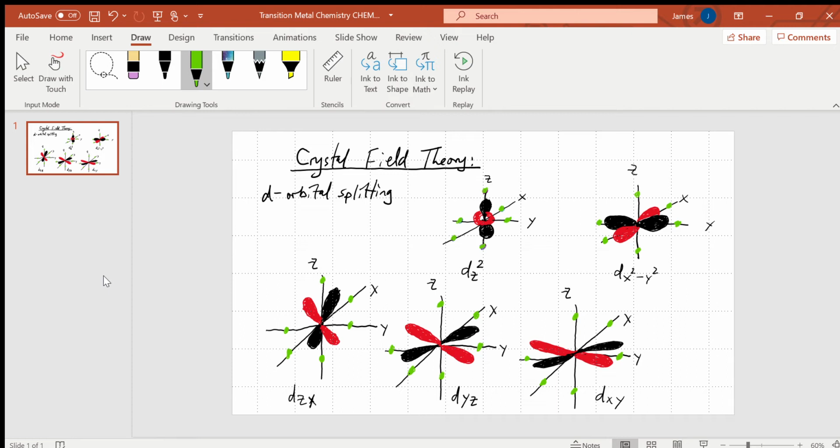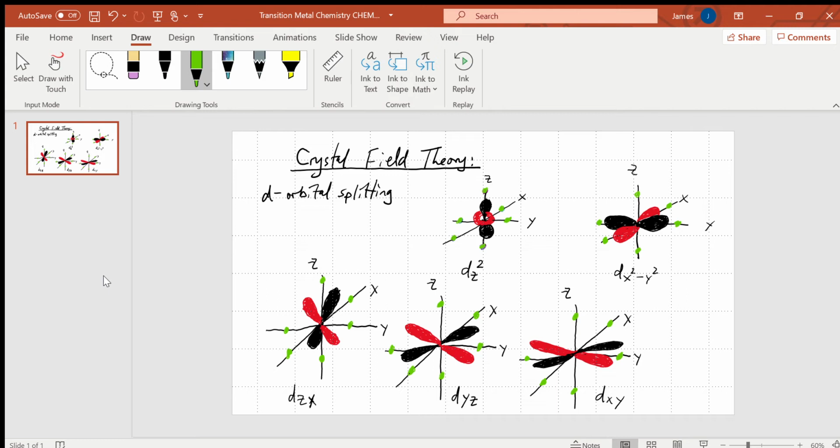We have the dx squared minus y squared. The x squared just means plus or minus x, the y squared means plus or minus y, so these lobes point along the plus or minus x and y axes. And the minus sign just means that the x and y axes are orthogonal, or they're in different axes, so you can move along one axis and not move along the other, so you can move along the x-axis and not the y.